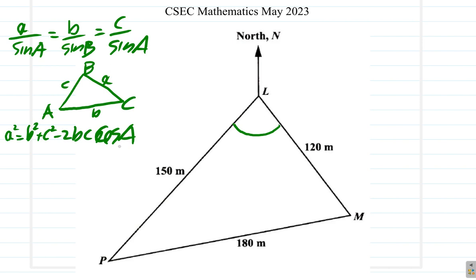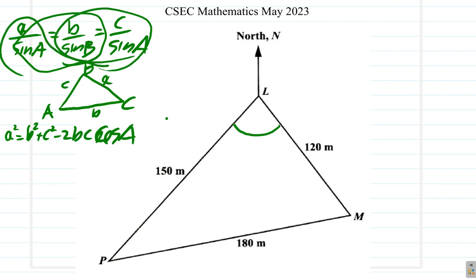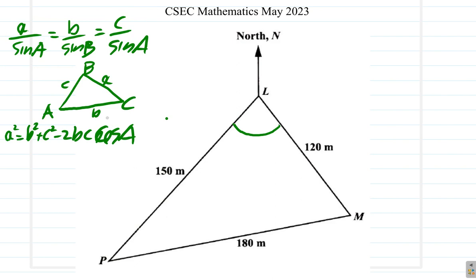Now, here you could try the sine rule, but I know you're not going to get anywhere with it because you don't know any of the angles. You're always going to have two unknowns if you put this and this together, or this and this together. It's not going to work out. So we use the cosine rule, alright?